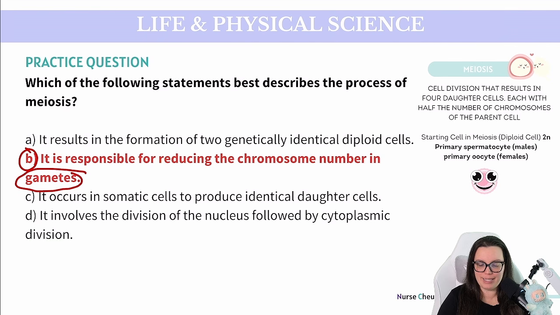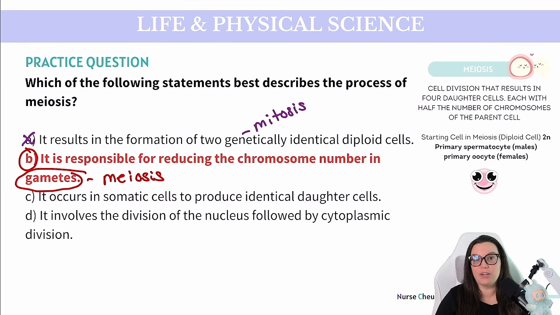Remember that word gametes is synonymous with meiosis because gametes is just a fancy way of saying our sex cells. So that's our sperm and our egg cells. And what they do is they take half the chromosome number from one parent, half the chromosome number from another parent, and they combine them together, ensuring that we have genetic diversity in the offspring. Looking at our other answer options, we have A. It results in the formation of two genetically identical diploid cells. This is a fantastic example of mitosis. Remember, in gametes, we're going to have genetically diverse cells, whereas with mitosis, we're going to have two genetically identical cells.